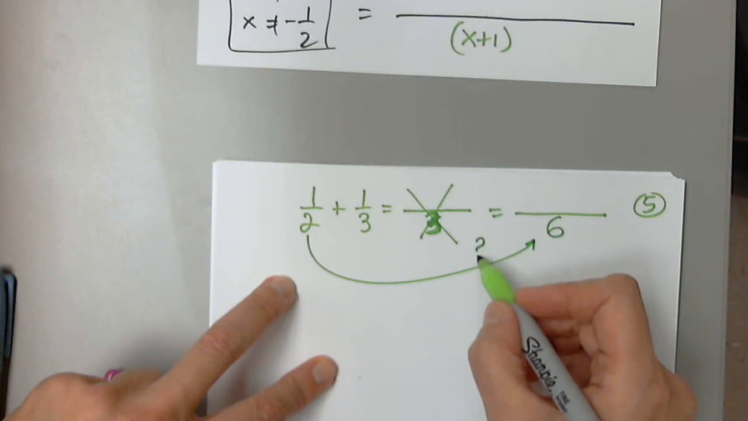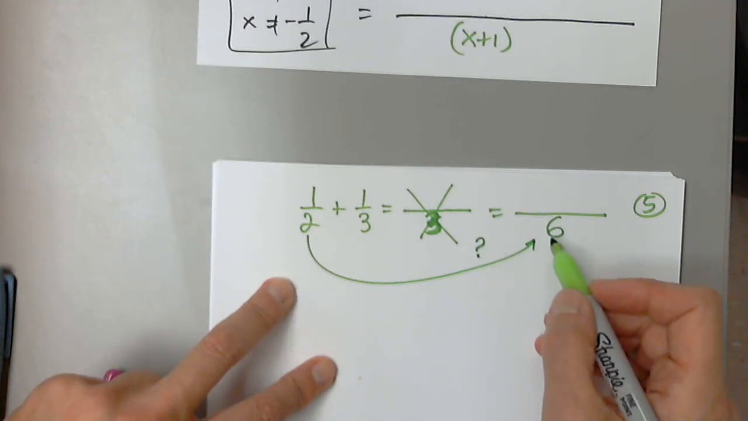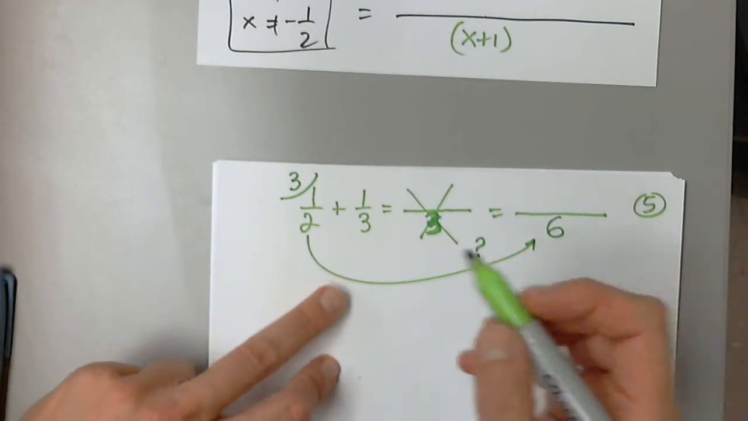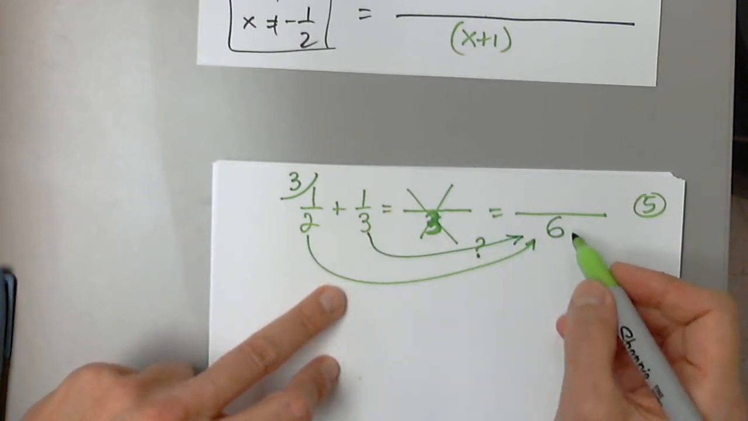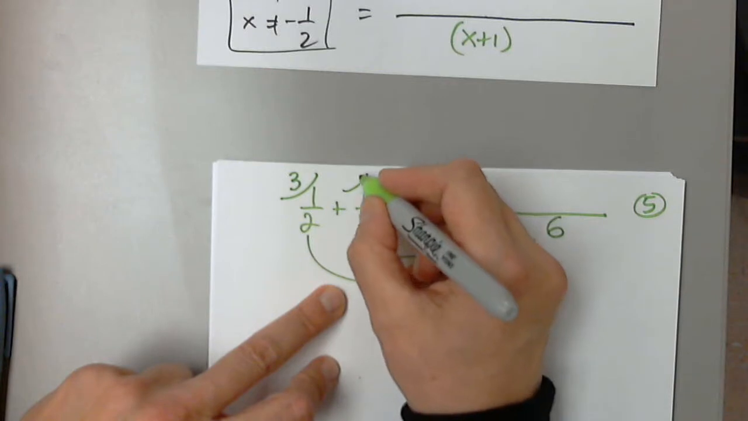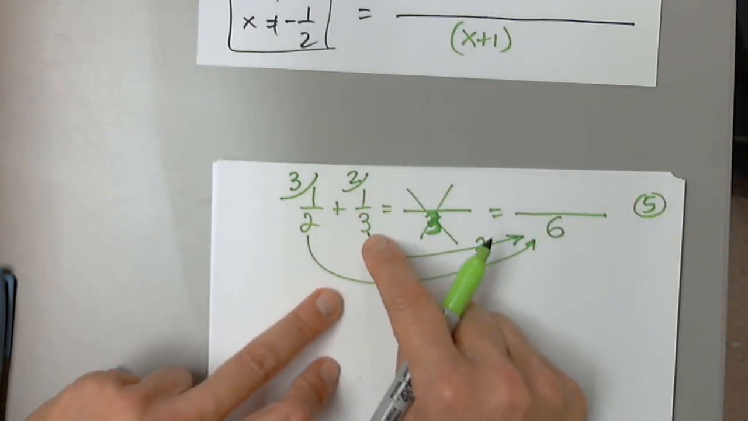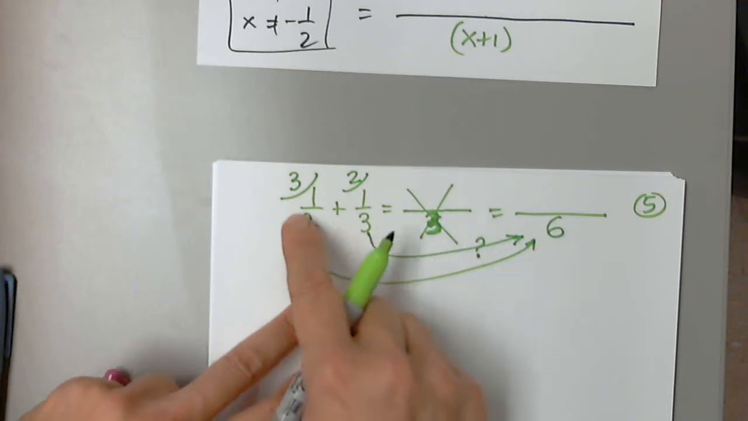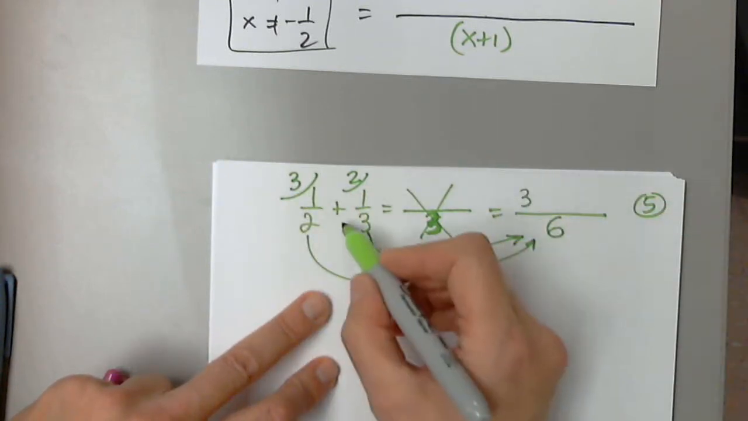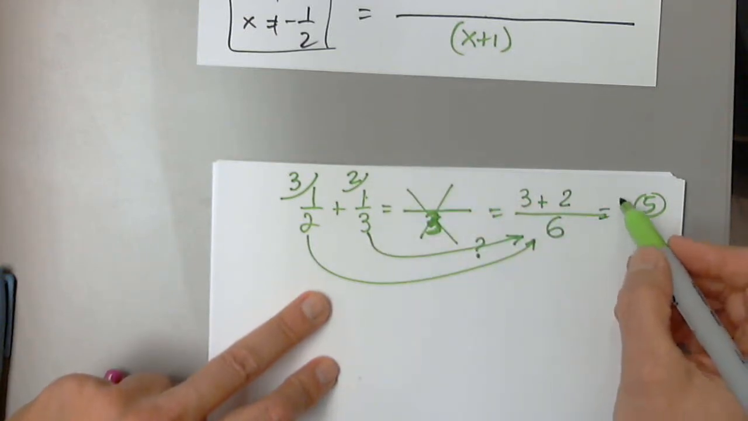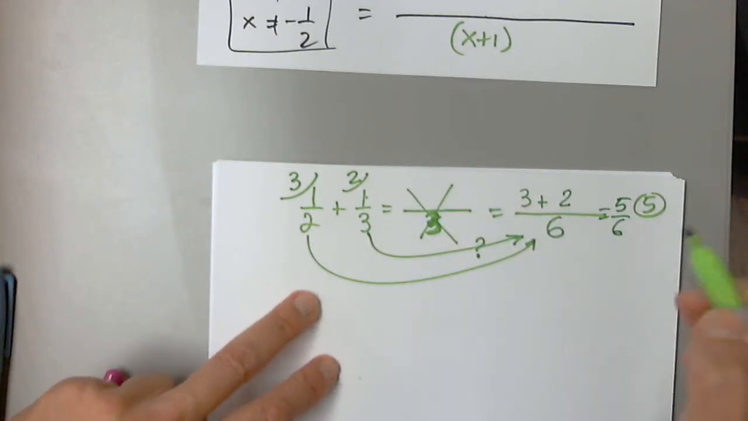2 was multiplied by what to get 6? Okay, we have to multiply the top by the same thing. Same quantity, same number. 3 was multiplied by what to get 6? I have to multiply the numerator by the same number I multiply the denominator. Otherwise, I change the value of the fraction. So then 3 times 1 is 3. Copy the sign, plus 2 times 1 is 2. So the answer is 5/6.